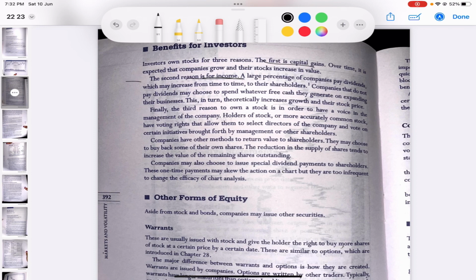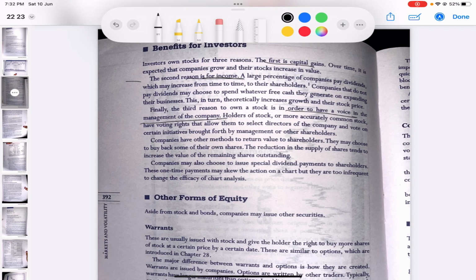The third reason is to have a voice in the management of a company. So we can have voting rights, which means that if you have ever invested in any stock, you must have received the mail of voting rights, wherein there is an AGM and stuff like that, where you can basically take part in the management of a company. You can assist the company in its decision making. This is the third thing. So these are the three benefits for investors.